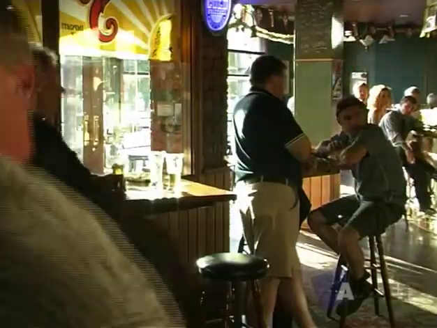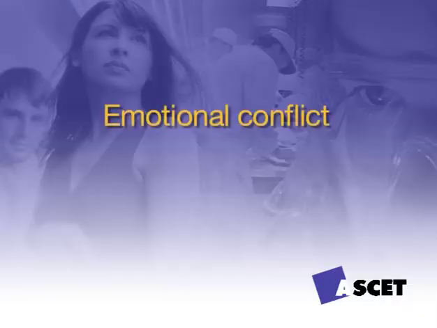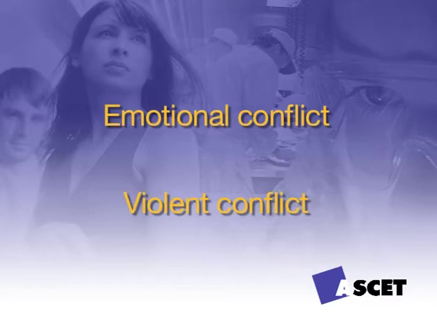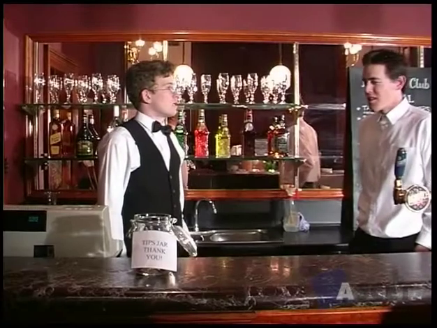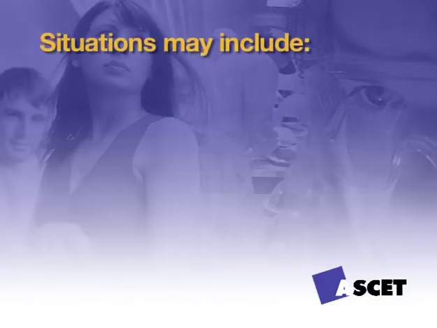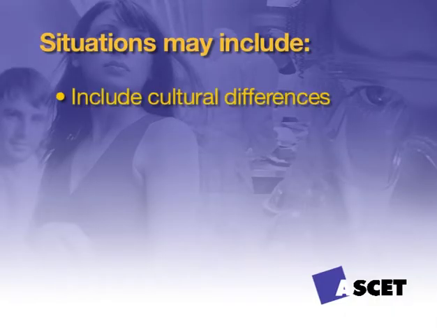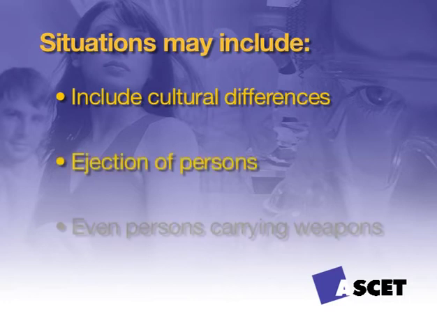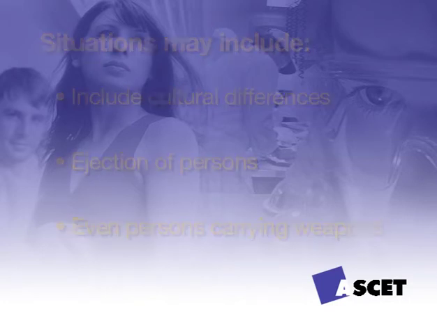Conflict can be grouped into two different areas: emotional conflict and violent conflict. Emotional conflicts are disputes with work colleagues, customer complaints, and general disagreements. Violent conflicts, however, can include both verbal and physical clashes. Conflict situations may include cultural differences, ejection of persons, or even persons carrying weapons.